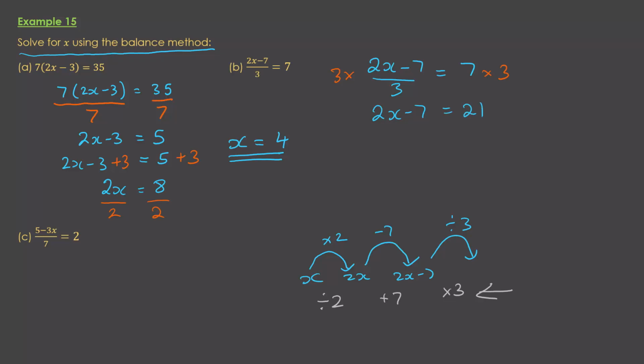The next thing to do is add 7. So 2x take away 7, add 7, is equal to 21. Add 7. So 2x is equal to 28. And finally, divide both sides by 2. Gives me x equals 14.